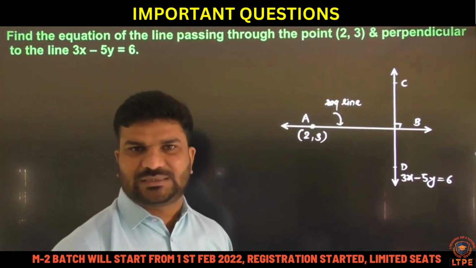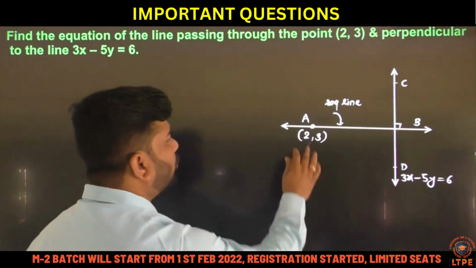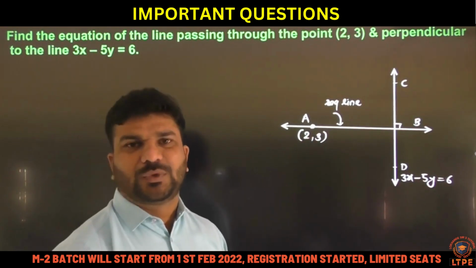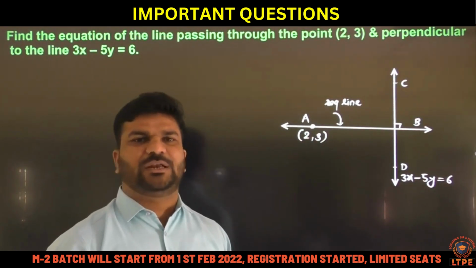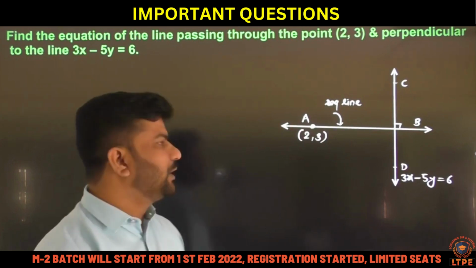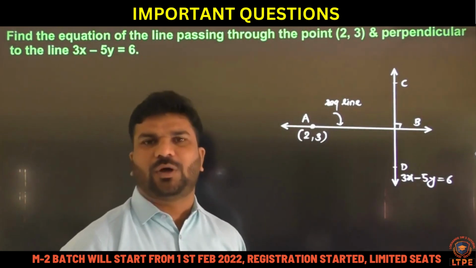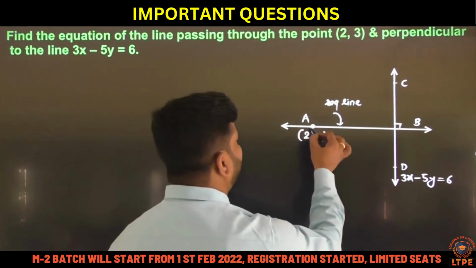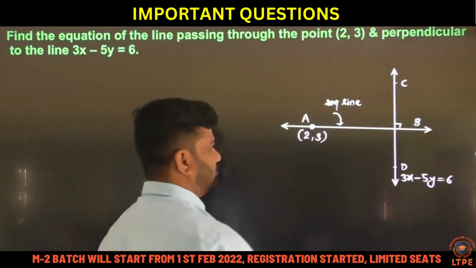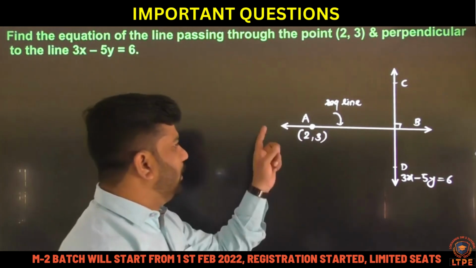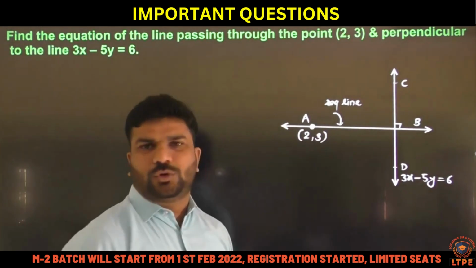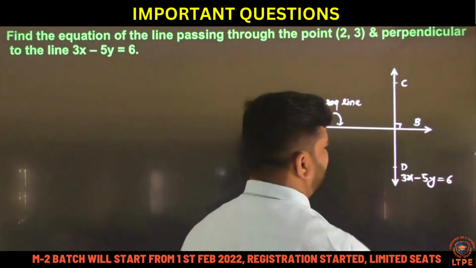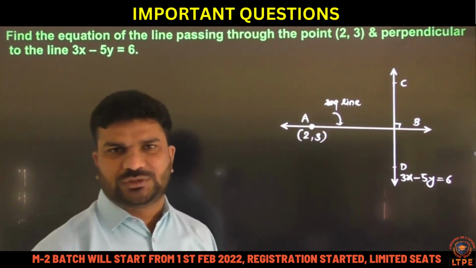So how do we find the equation of a straight line? The equation of a straight line is generally calculated by using four forms. The first form is the two-point form, for which we need two points on the line. But here only one point is known. Our point A is known to you, but point B is unknown. So the two-point form is not used here.